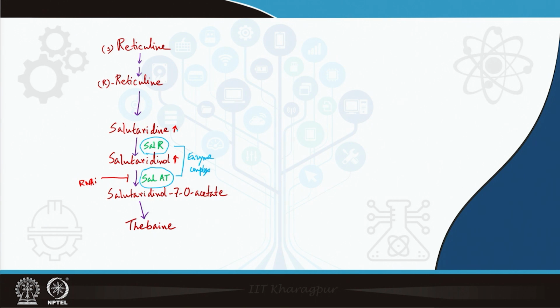Okay. So from this reticuline, one route also goes to berberine through the berberine bridge enzyme, leading to the formation of other alkaloids like berberine, sanguinarine and others. There is another route which also contributes to other, non-narcotic alkaloids, and we will talk about this later. One is called laudanine, another is called laudanosine.